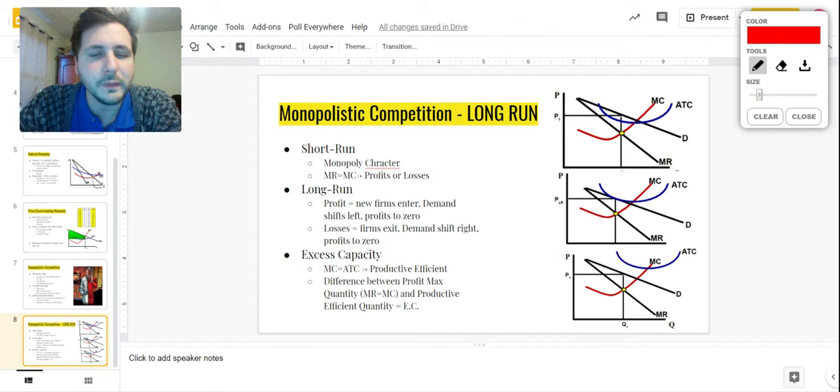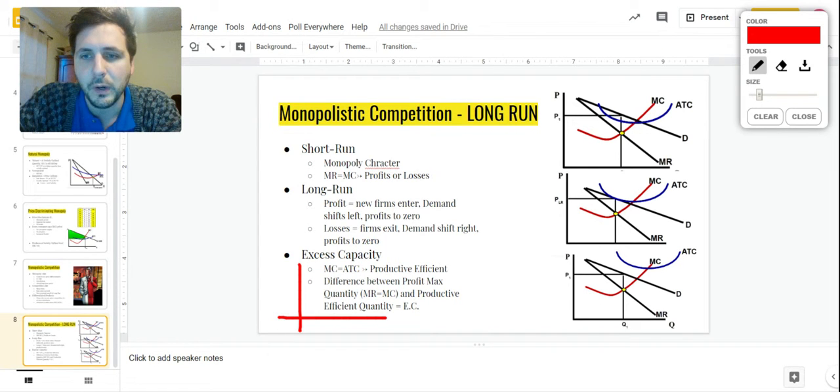Final thing you need to know about this is these firms will produce at something called excess capacity. Oh, sorry, that's not the final thing. Before that, know that these are inefficient in the long run and the short run, right? In the short run here, we're inefficient because monopolies are inefficient. We're not allocatively efficient, where MC equals demand. We're not productively efficient, where ATC equals demand. Down here, we're not allocatively efficient or productively efficient, same reasons. And then here, we're not allocatively efficient.